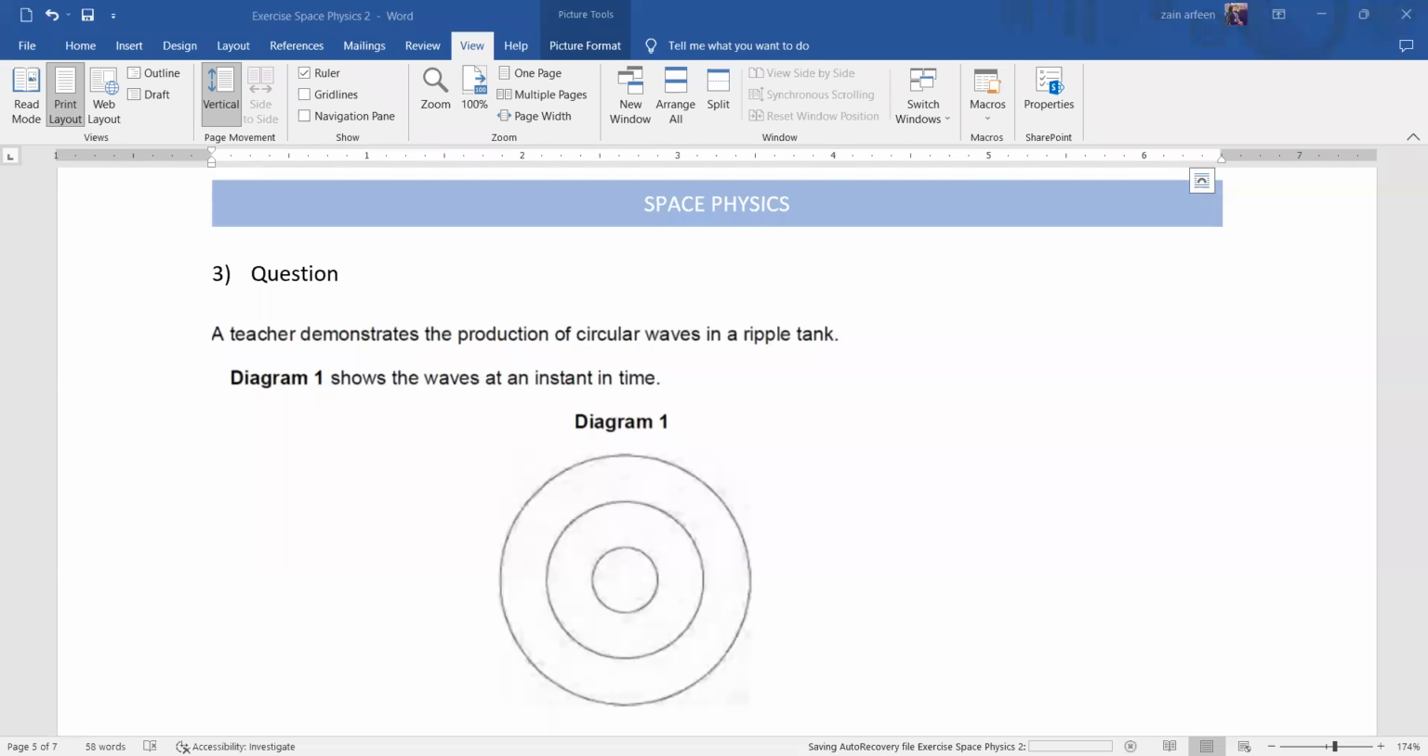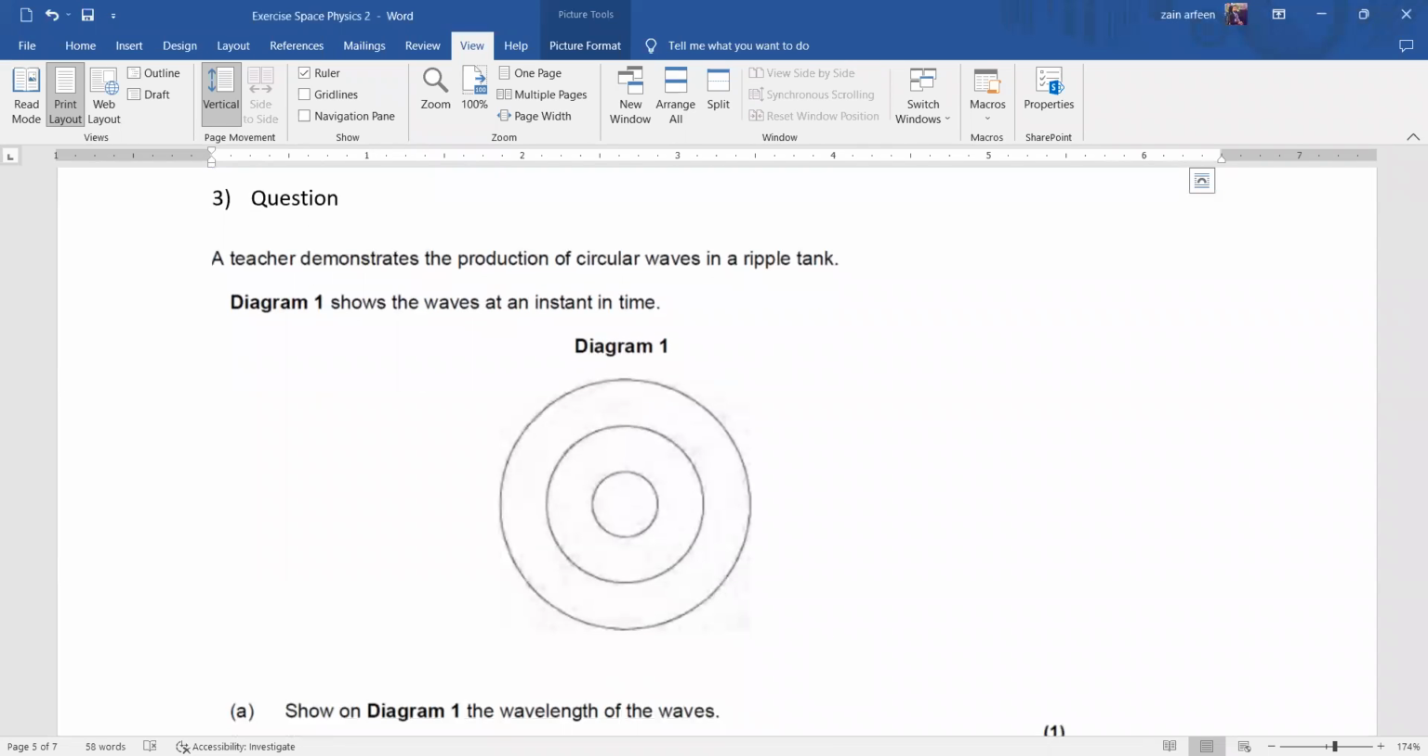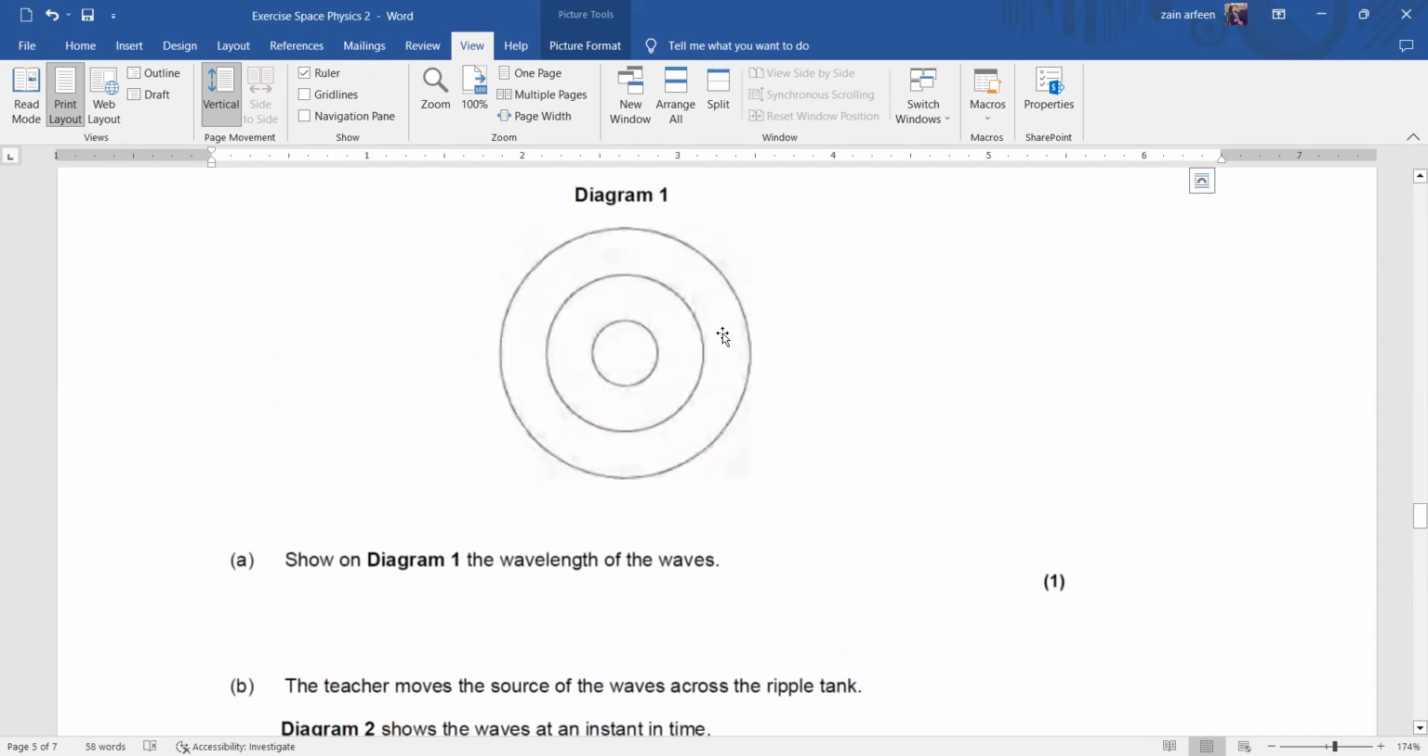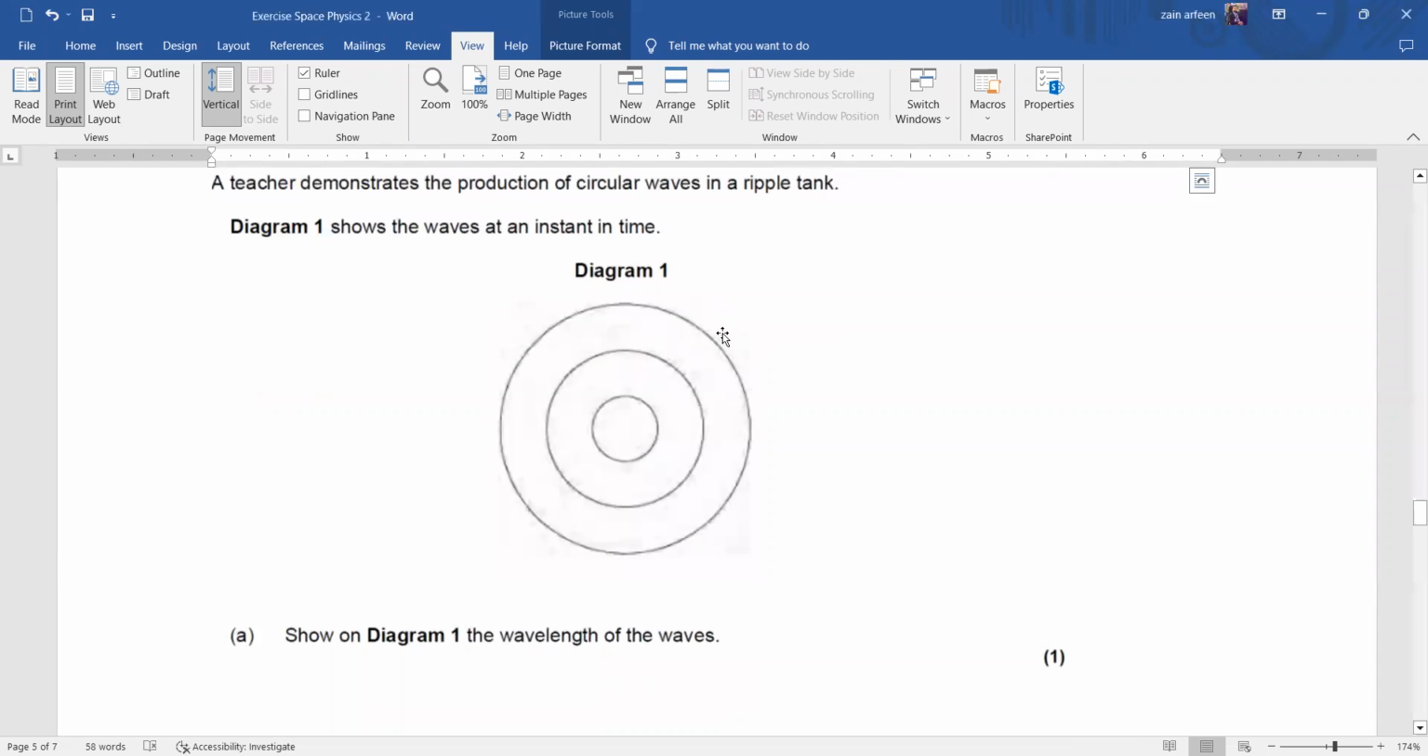So this one is question 3 from the same exercise 2 of space physics. A teacher demonstrates the production of circular waves in a ripple tank, and these are the wave fronts as you can see shown in diagram 1. What is the wavelength of a wave? Wavelength is the distance between two successive crests or troughs or two successive wave fronts. So from one wave front to another, that distance is the wavelength. That's also the wavelength, right?